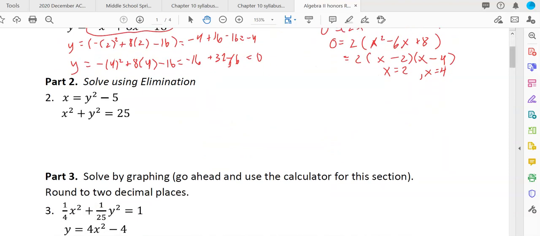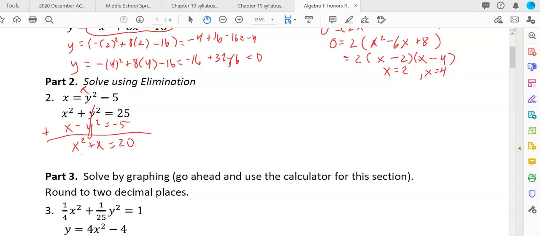Some of these eliminations, you definitely have to line this up here because it's not lined up at all. So I'm going to move this y squared over to the side by subtracting it. So I get x minus y squared equals negative 5. Now I'm going to use elimination. I'm just going to add, the y squareds go away. I get x squared plus x equals 20.